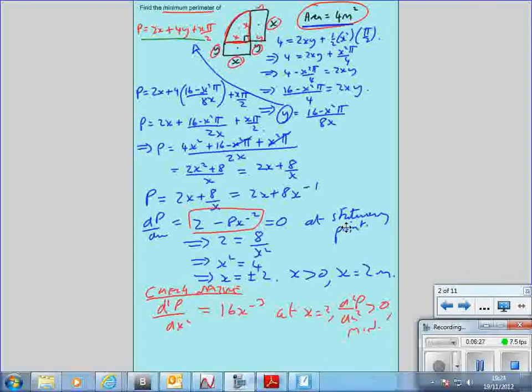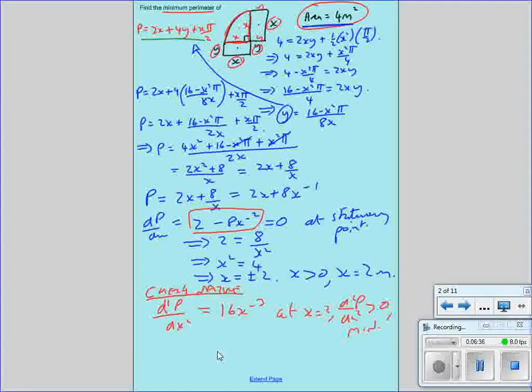That x could be less than 0. Then we would find the max, and of course the question is asking for the minimum perimeter. So let's clear this up. The question asks for the minimum perimeter, so I need to plug my x back in.